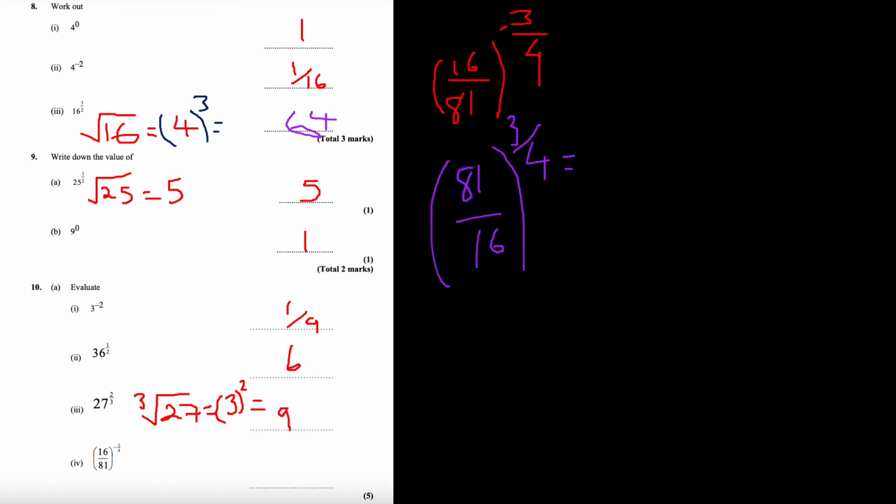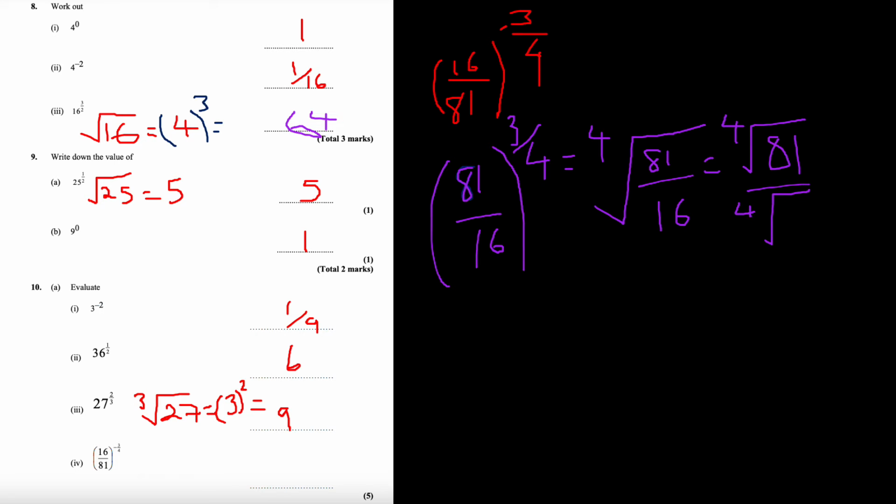Okay, so it's going to be the 4th root of this fraction. So the 4th root of 81 over 16. So the 4th root of 81, guys, is actually a bit trickier. Okay, so the 4th root of 81 is actually 3, because 3 to the power of 4 is 81, and the 4th root of 16 is 2, because 2 times 2 times 2 times 2 is 16.